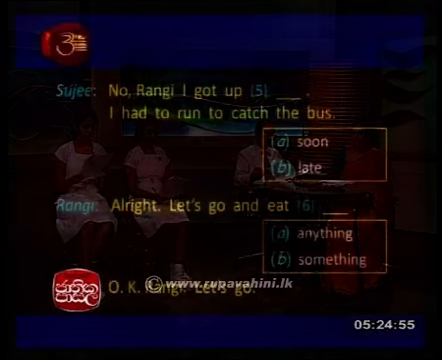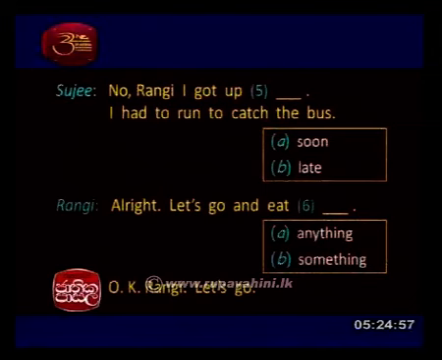Next one. No, Rangi. I got up blank. I had to run to catch the bus. Soon and late. I got up late. That's why she ran to catch the bus. If you're soon, you don't have to run after a bus to catch a bus.